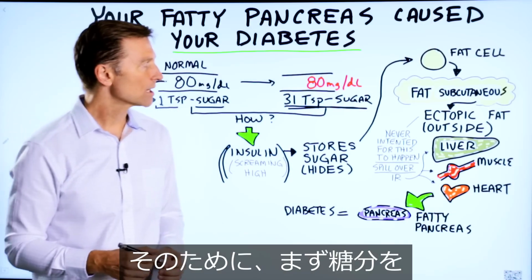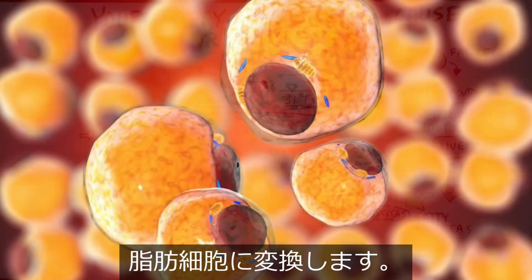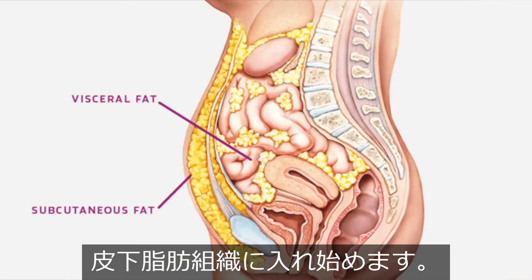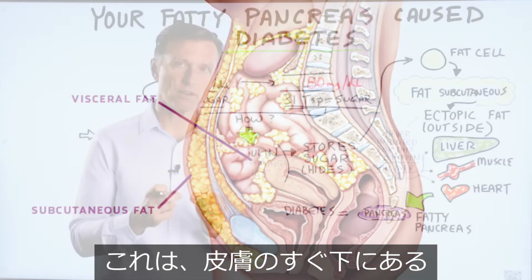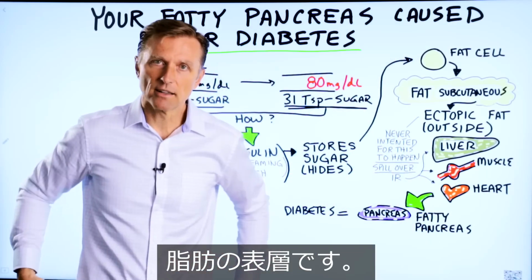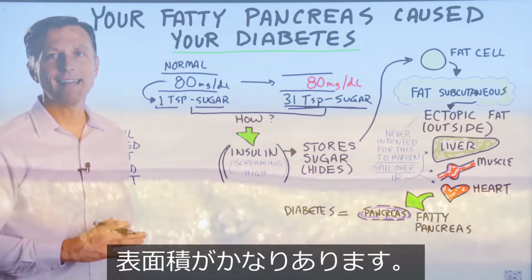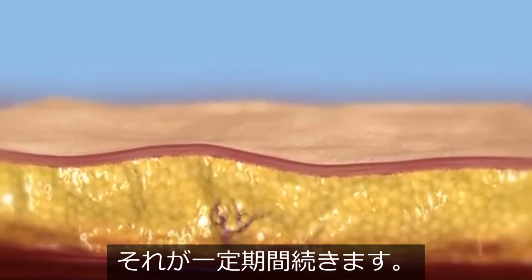So what it does is it converts it first to the fat cell. Then it starts putting it into what's called the subcutaneous fat, which is the superficial layer of fat just beneath your skin. Okay, so there's quite a bit of surface area for your body to store fat in that way. So that goes on for a period of time.